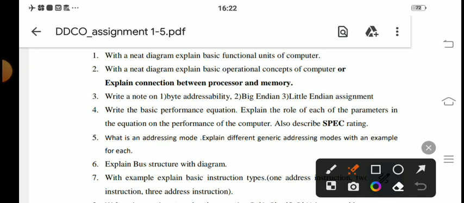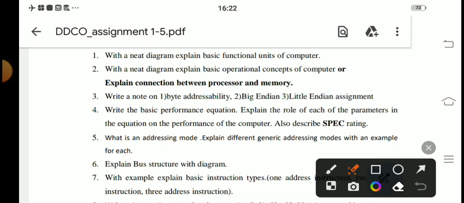There is a slight difference, that's it. It is basic functional units here, and here it is basic operational concepts. So don't get confused, answer it correctly. Next, write a short note on byte addressability, big endian, little endian. So you have to explain all these things.